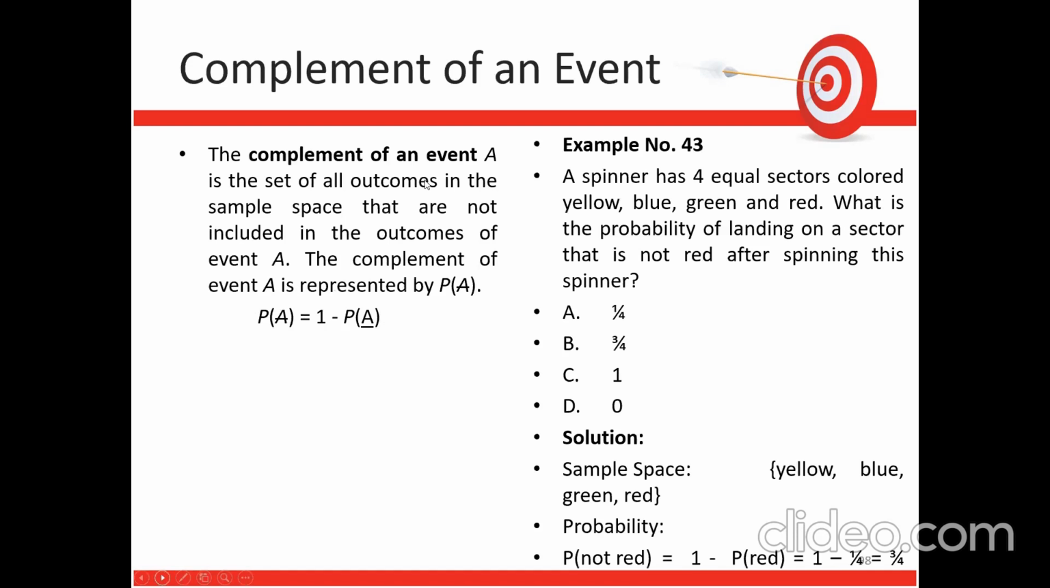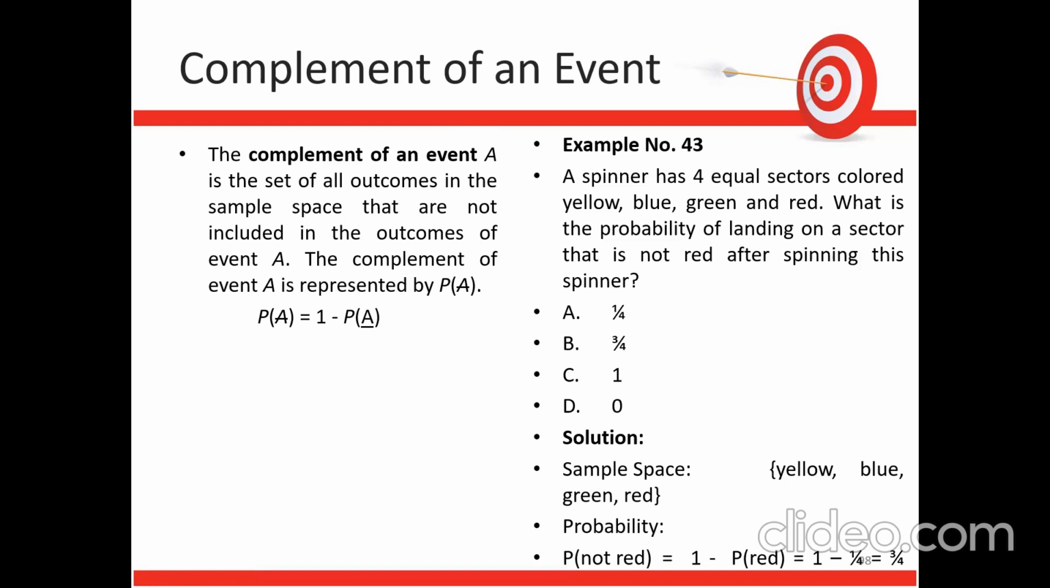Then, complement of an event. The complement of an event is the set of all outcomes in the sample space that are not included in the outcomes of event A. The complement of event A is represented by P(A') — ano? Line, yung symbol na yan, okay? — equals 1 minus P(A).